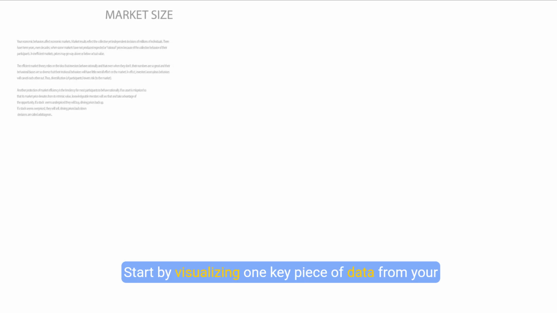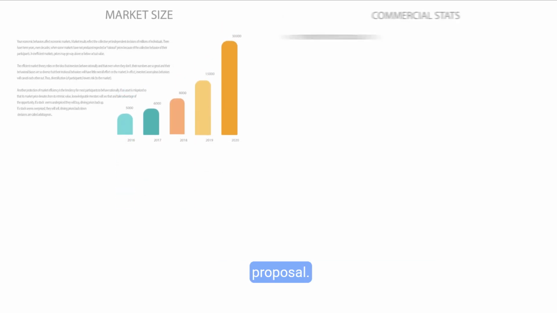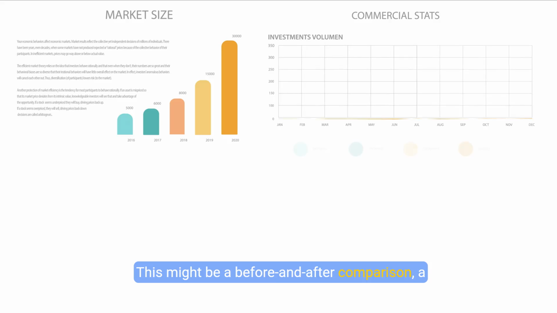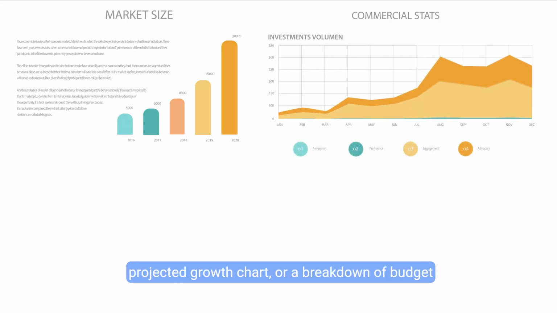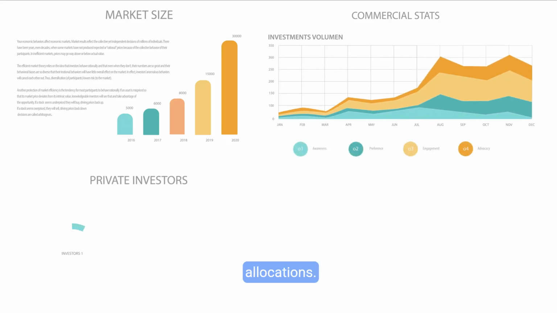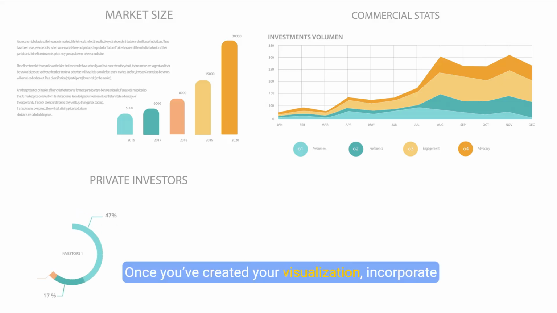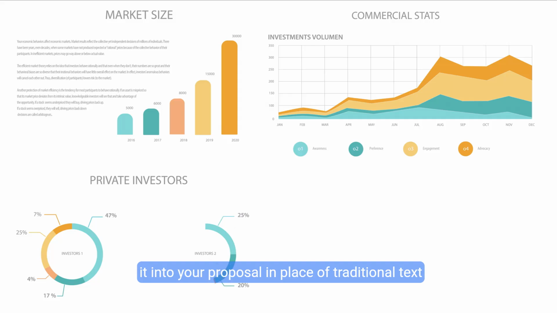Start by visualizing one key piece of data from your proposal. This might be a before and after comparison, a projected growth chart, or a breakdown of budget allocations. Once you've created your visualization, incorporate it into your proposal in place of traditional text or tables.